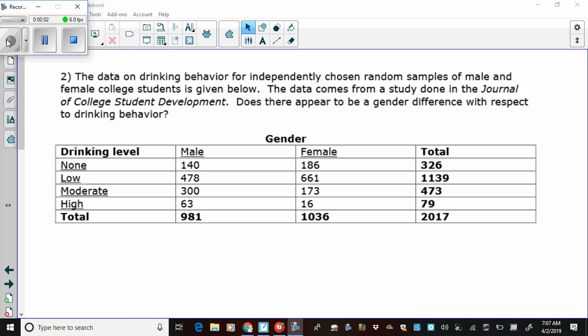Hi guys, so I'm at a meeting today, but I wanted to make sure we got through the other two tests. So I'm going to go through number 2.